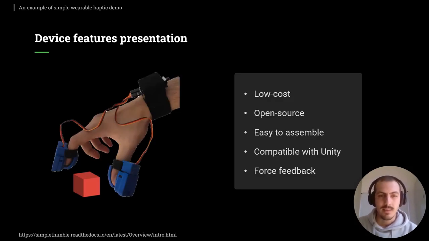First of all, let's present this device. Simple Thimble is an open source and low cost project to build your own VR-enabled haptic device. It's designed to be easy to assemble and use, and can be used with the Unity virtual environment development platform. Moreover, the 3D models for the device and all the resources that are present in this video lesson can be downloaded or visited through the guide that you find in the link below, simplethimble.redtalks.io.